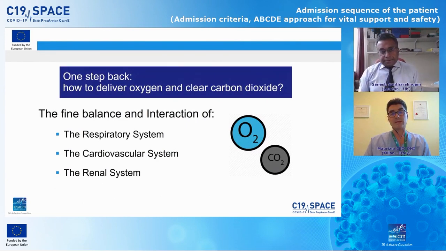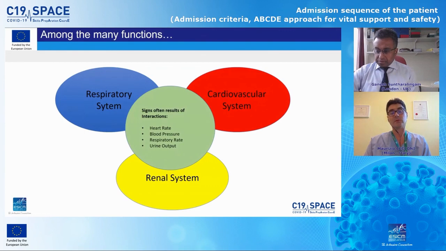So if we do one step back, really, how do we deliver oxygen and clear carbon dioxide in our body? I like to remember from physiology, and every time I see a patient, I like to remind myself of the fine mechanisms that we have in terms of compensation from the respiratory system, the cardiovascular system, and the renal system. Of course, it's much more complex than that, but the beauty of these three systems is that they continuously work as a mechanism to try to keep the balance of our life, and they give us also a window to assess whether there are some signs of the interactions between these systems, a window to understand that there is something going on and maybe that the patient is deteriorating.